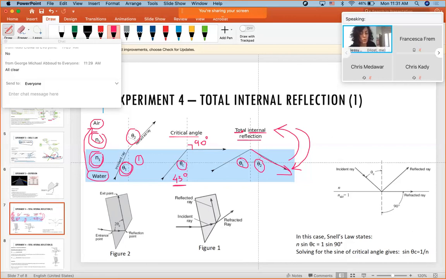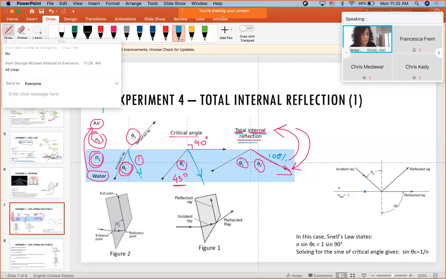We call it total because we always have partial reflection. This is partial reflection. So I always have a tiny 10% of the brightness of the light going into reflection. But here I have a full 100% reflection. And that's why we call it total internal reflection.